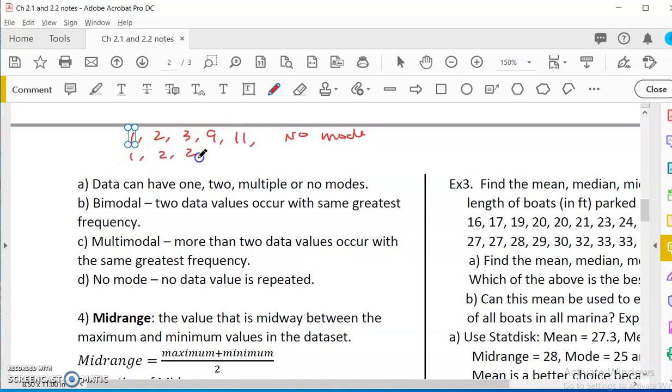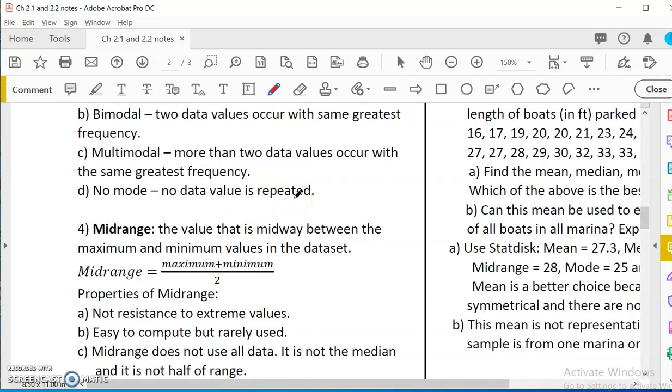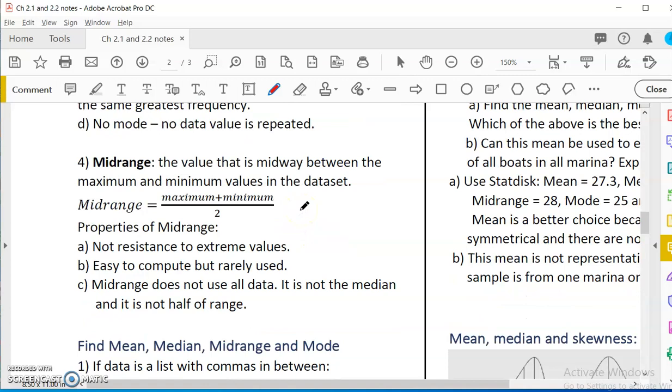But if I have 1, 2, 2, 2, 9, 11, so 2 happens 3 times, more than all of them, so the mode is 2, right? And if I have 1, 2, 2, 2, and then 9, 9, 9 also 3 times, and then 11, you can have 2 modes. The mode would be 2 and 9, right? You can have multiple if they occur the same number of times. So you can have bimodal, multimodal, or no mode. When they do not repeat, especially for continuous data, mode does not exist, and a lot of calculators don't give you mode. In those cases, you sort your data and then scan through them. Okay, we'll practice doing them in examples.